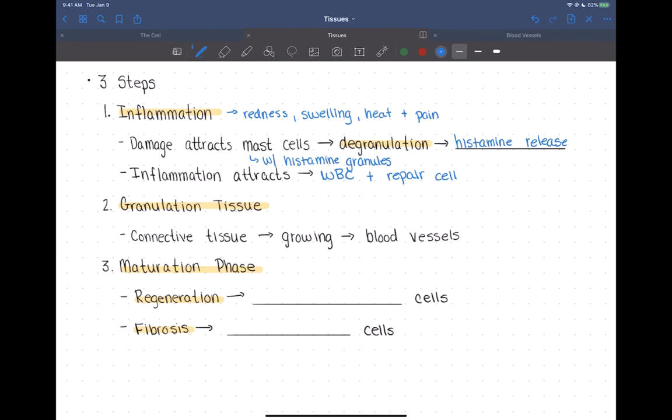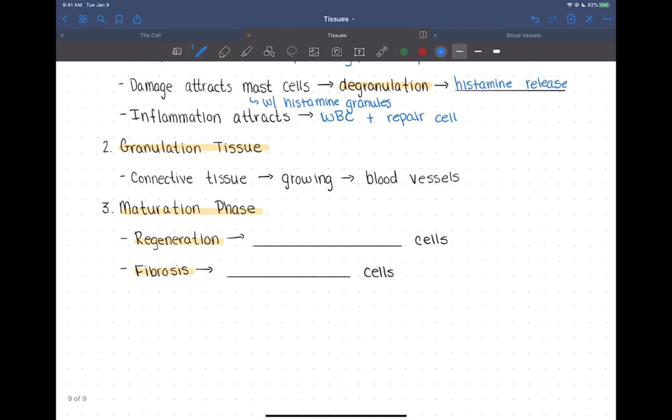A lot of times if you have a cut and you get a little scab over it and you try to pick that scab a little too early, you can see blood forming around it. That blood is coming from that granulation tissue. It's still in that granulation tissue phase, so it hasn't fully healed yet. So that's step 2.